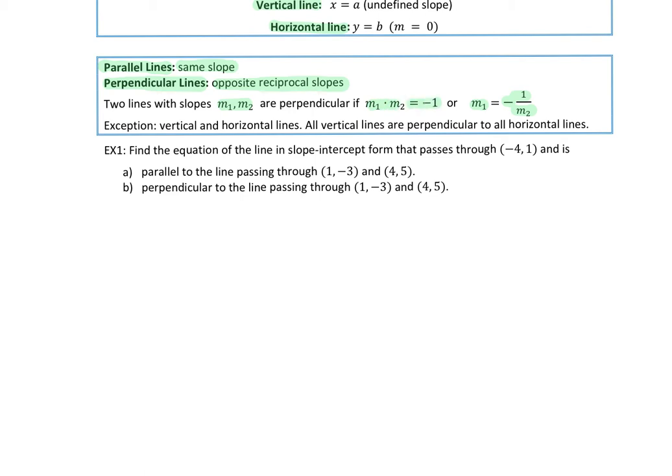So the exception to this would be vertical and horizontal lines. Notice that when you multiply the slopes of vertical and horizontal lines, you don't get -1 because the slope of a horizontal line is 0. The slope of a vertical line is undefined. So in fact, all vertical lines are perpendicular to all horizontal lines, but they don't follow that property of negative reciprocal, or the product is equal to -1.